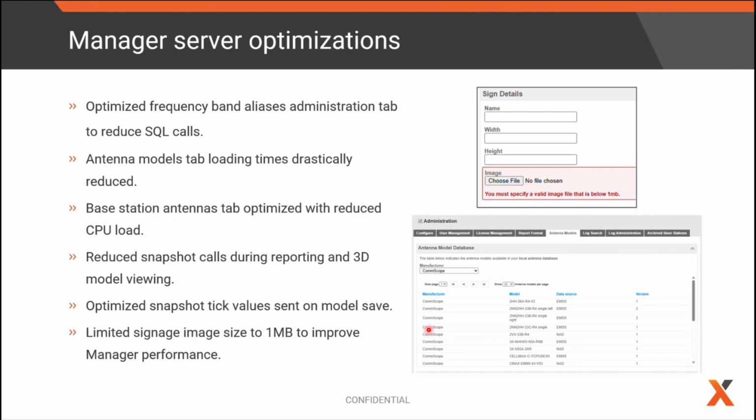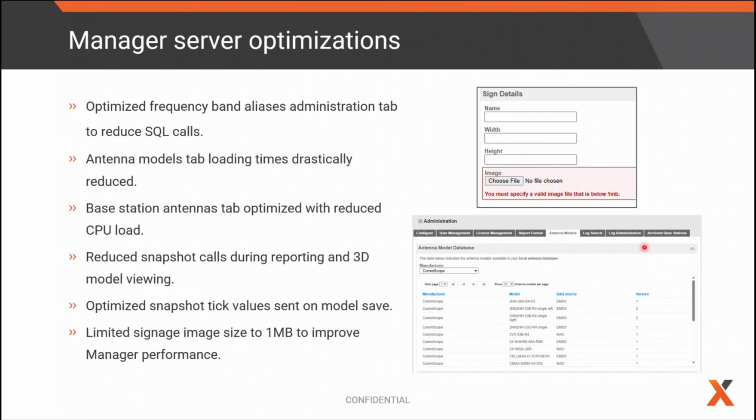Then there are various manager server optimizations. These improvements will be especially noticeable for customers with large databases or heavy concurrent usage. We've optimized several administration tab objects to reduce expensive SQL calls. The antenna models tab is also better configured now, with the polarization and configuration columns removed to drastically reduce loading times. We found that these columns were rarely used but were causing significant performance overhead.